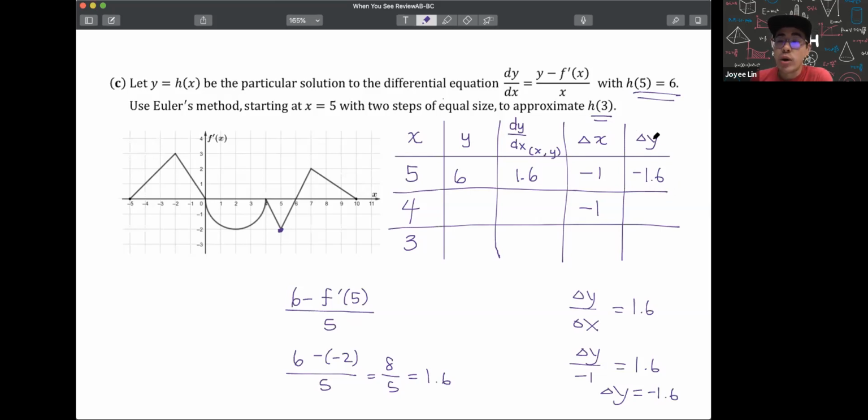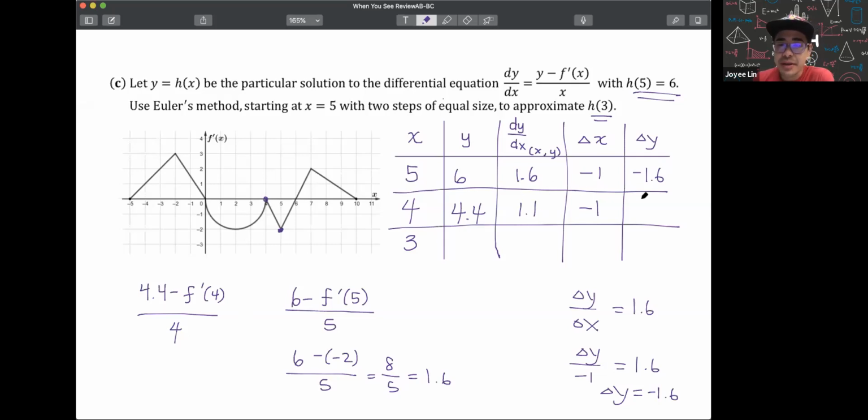And then, well, that's my change in y, right? So originally I started my y at 6. If I'm decreasing by 1.6, then my new y is 4.4. Now I go ahead and plug in everything again, right? So if I plug it in, I get 4.4 minus f prime of my x value, which is 4, all over my x value, which is 4. My f prime of 4 is 0. So 4.4 over 4 is just 1.1.